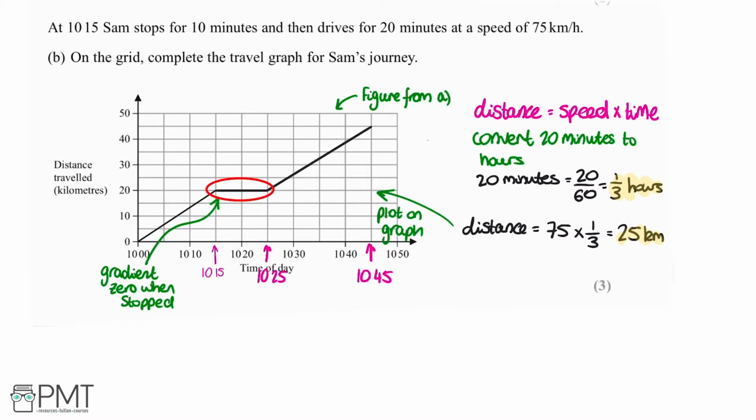We get 1 mark here for this straight line portion here, another mark for working out the distance of 25 kilometers, and a third mark for this portion of the graph here.